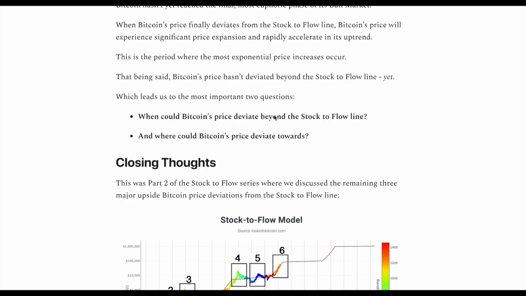So the two important questions to ask at this point is, when could Bitcoin's price deviate beyond the stock to flow line, and where could Bitcoin's price deviate towards?